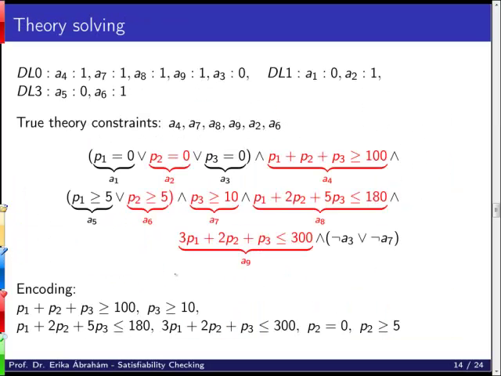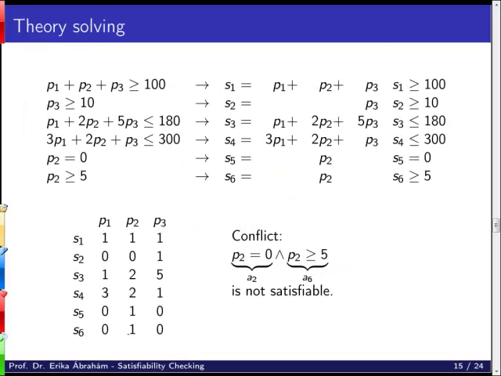This is given by the assignment, given here at the top. And now for those variables which are true, we collect the constraints. And this gives this constraint set at the bottom. And now we use simplex to check if this set of constraints together is satisfiable. So how does it work? On the left here we have the set of constraints whose Boolean abstraction variable is true.